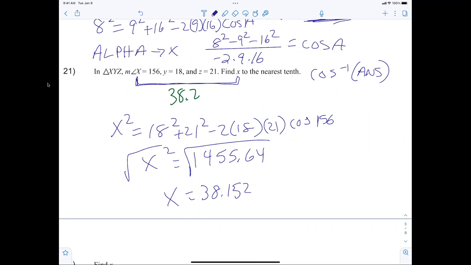Anybody have any issues with that? Yes, sir. I set it up right and got it wrong. You just have to type it on the calculator correctly. Type it straight in for me. That's why I put those numbers in there. There's nothing for me to show you, or I would. You just type in 18 squared plus 21 squared minus 2 times 18 times 21 cosine 156, hit equal. And it should come up to 1455.64. If it doesn't, that's your problem. You didn't type it in correctly.